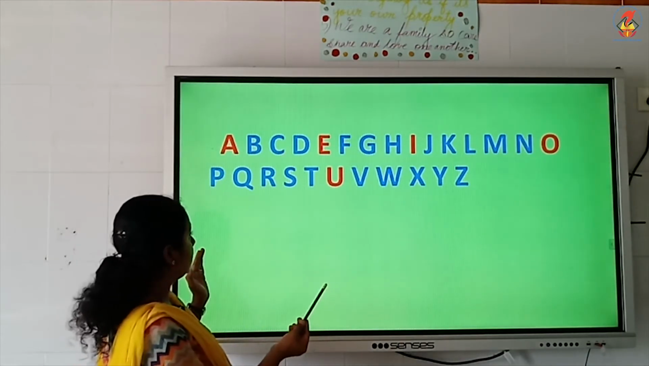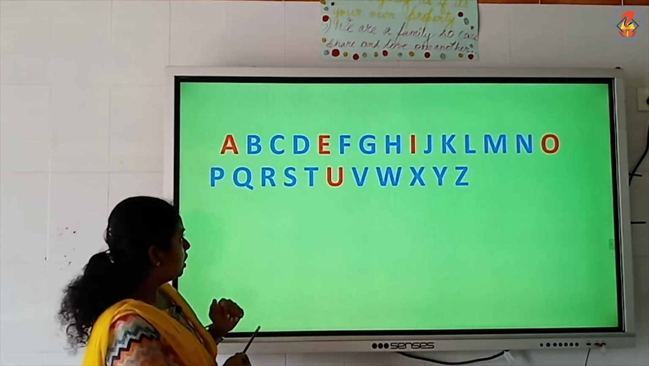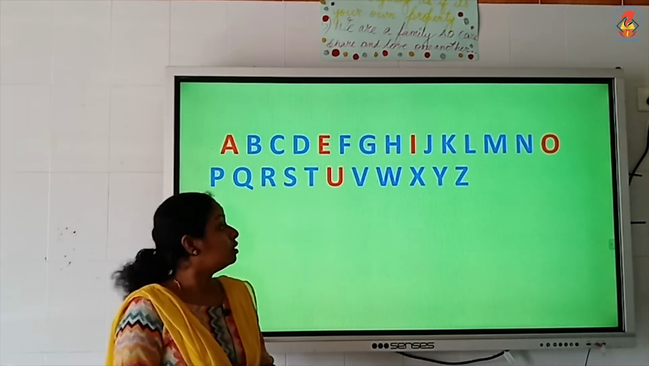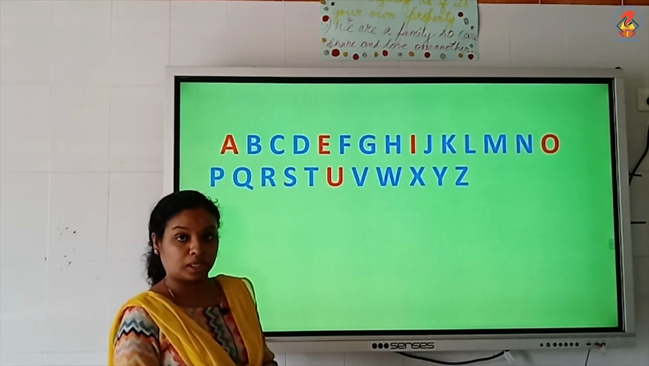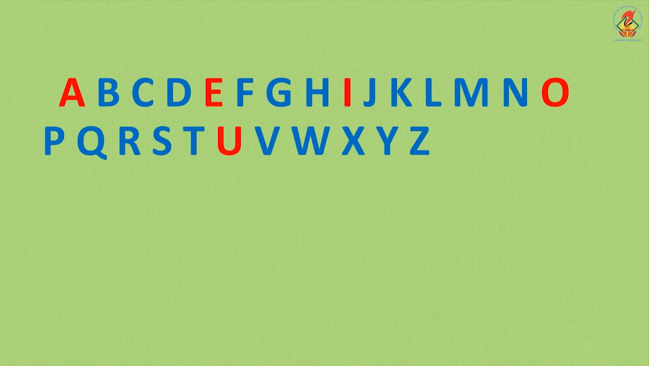Now, I have written the 26 letters. Can you see children? Okay, 5 of them are written in red in color and the rest of the letters are written in blue in color. Okay, we just pick out the letters that are written in red. Which are they? You say one by one. A, E, I, O, U.